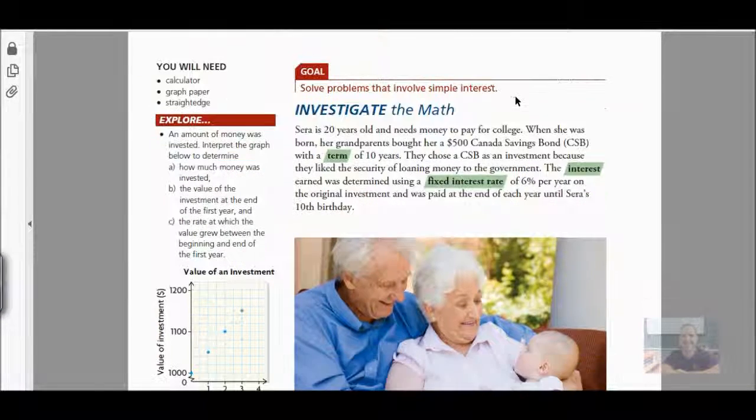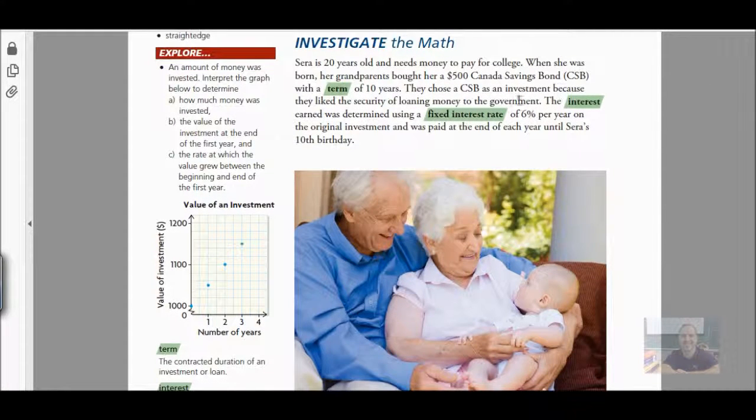So in your textbook here, it talks about a situation where Sarah is 20 years old and she needs money to pay for college. When she was born, her grandparents bought her a $500 Canada Savings Bond with a term of 10 years. Notice that term is highlighted here. A term of 10 years.